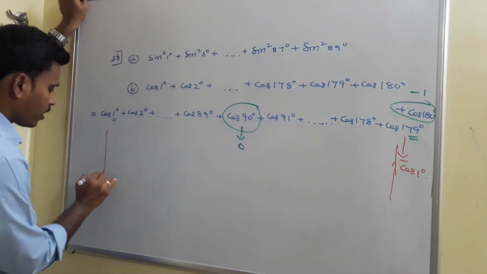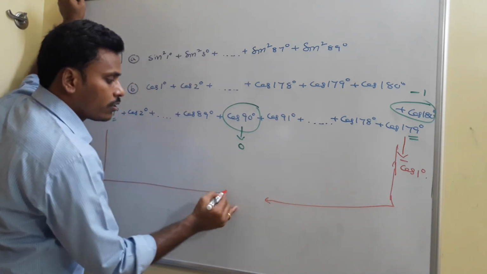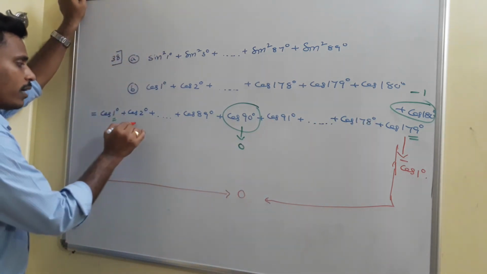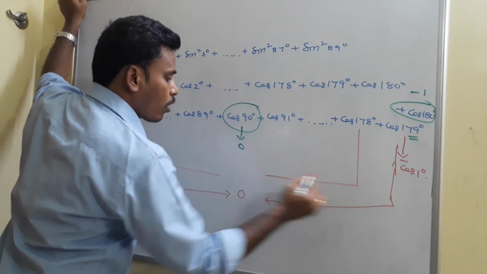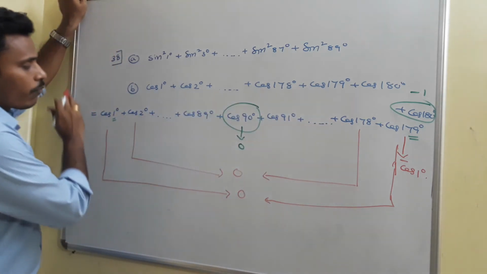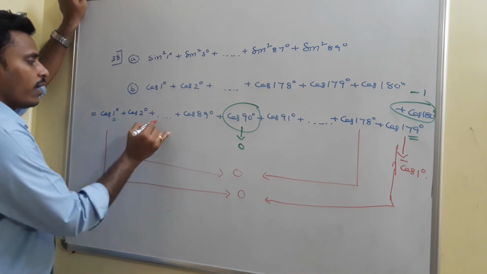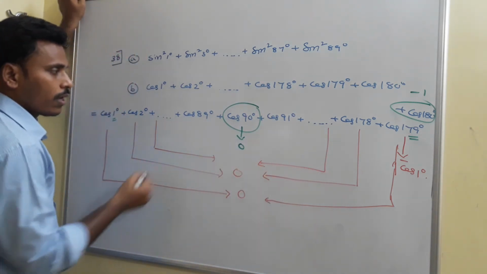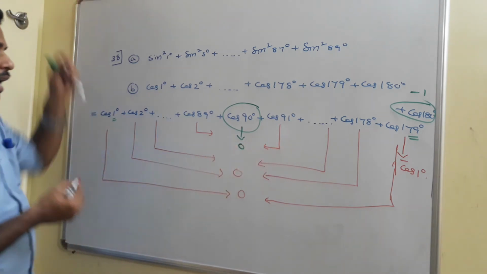See, cos 1 degree and cos 179 degrees, if you add these two, your answer is 0, because look at the angles: 1 and 179, the summation is 180. And cos 2 degrees and cos 178 degrees, if you combine these two angles, again the summation is 0. If you add the second term from the start and the second term from the end, the summation is 0. Then cos 3 degrees and its partner also become 0. And cos 89 degrees and cos 91 degrees, again the summation is 0.